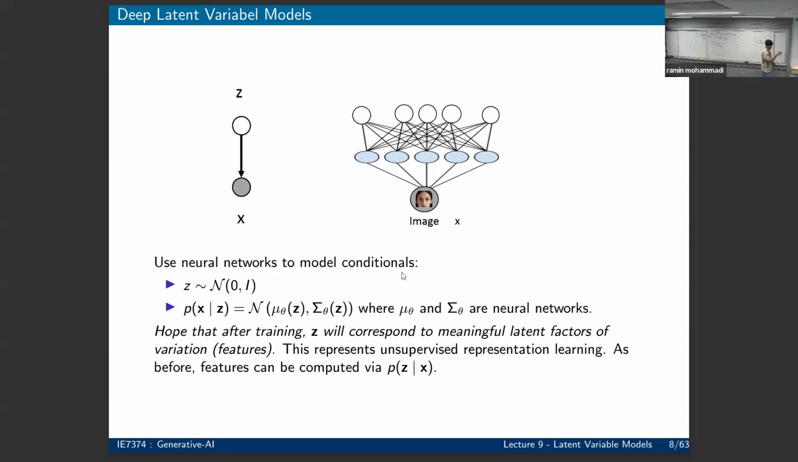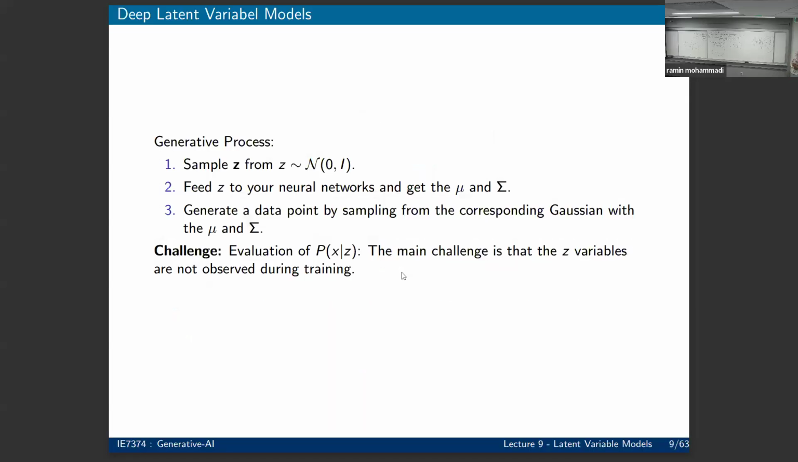There are multiple steps to generation. That's the general view that you will see, but we will get to that later. All right, yeah, that's a good point. And again, this is exactly what you were asking. You sample Z from this, feed Z to your neural network that gives you mu and covariance. You generate data by sampling from that Gaussian with mu and covariance, and that becomes your generation. That's the decoder part of the work.